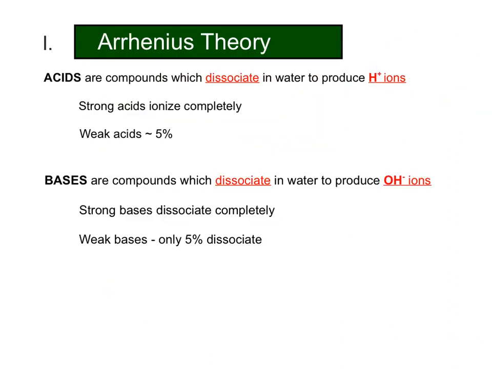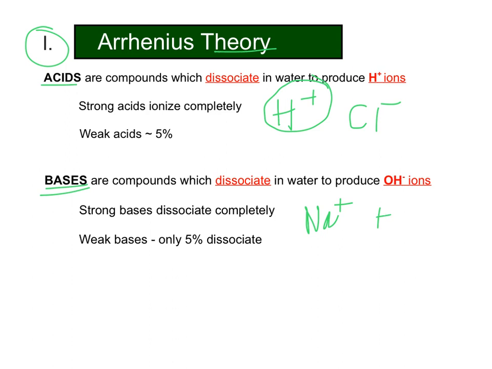Okay, this next part is we're going to be talking about theories of acids and bases, and there are two main theories that we're going to be holding you responsible for. So the first theory is called Arrhenius's theory, and he basically said that acids are compounds that when placed in water, they're going to dissociate and produce hydrogen ions. And bases are compounds that when placed in water are going to produce hydroxide ions.